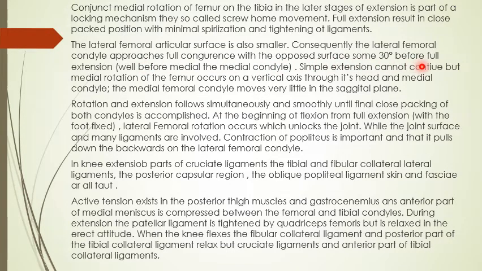Simple extension cannot continue, but the medial rotation of the femur occurs on a vertical axis through its head and medial condyle. The medial femoral condyle moves very little in the sagittal plane. Rotation and extension follow simultaneously, smoothly, until final close packing of both condyles is accomplished. So the two condyles now fit together. The lateral condyle fits when 150 degrees is achieved, and the medial condyle fits when 180 is achieved.